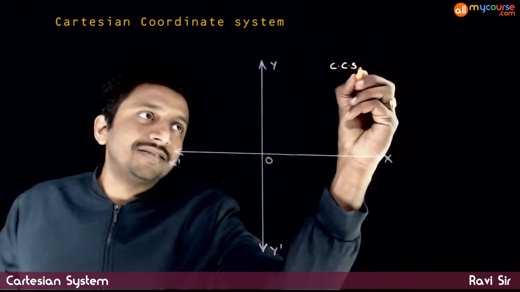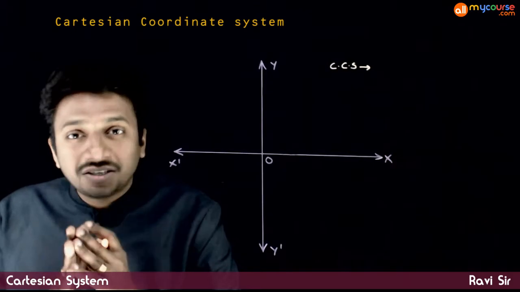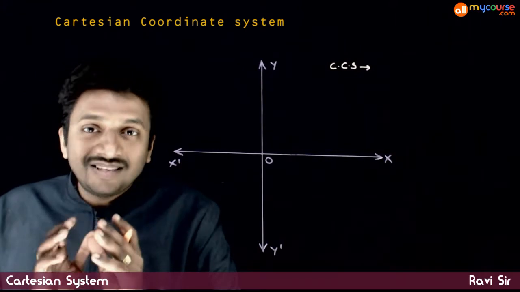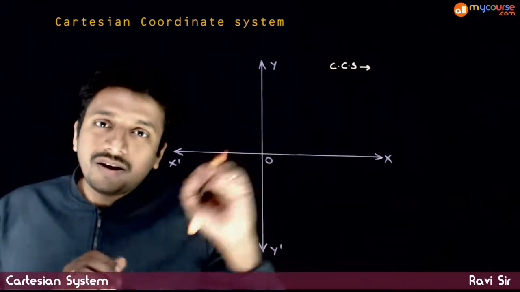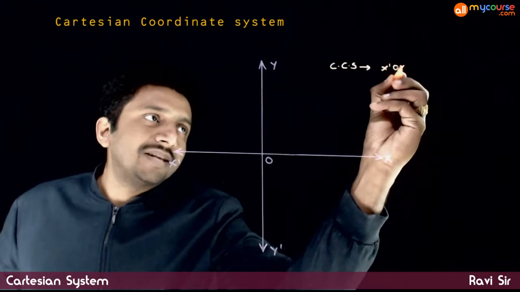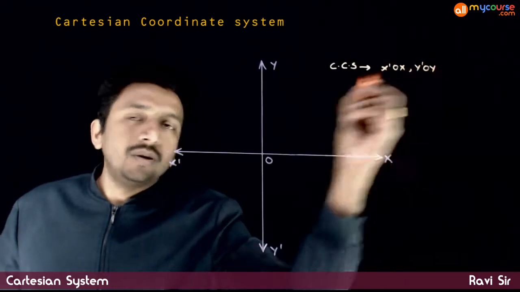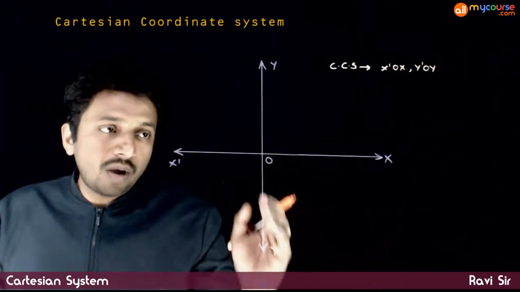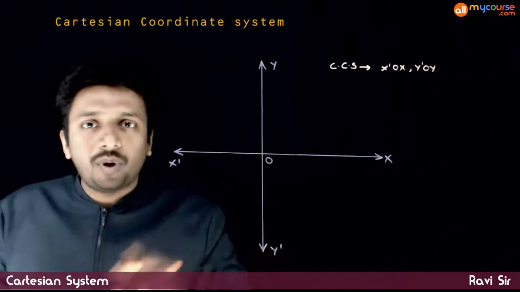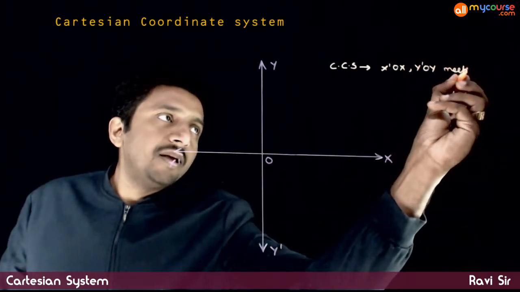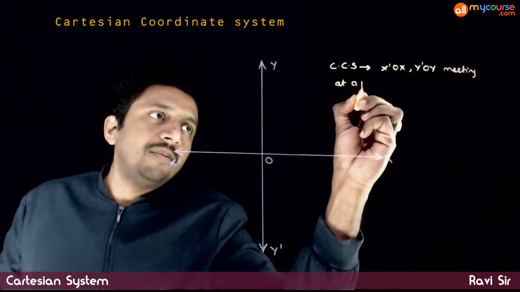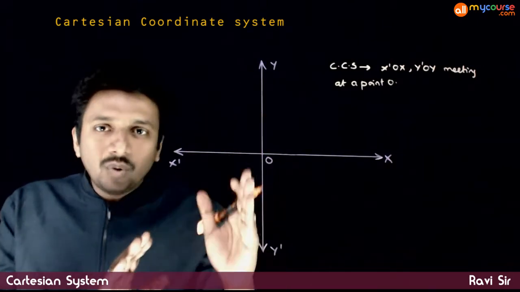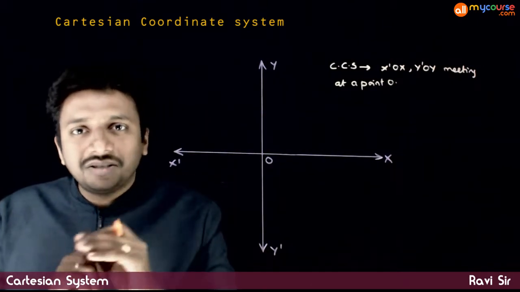Cartesian coordinate system. So let us first discuss what the Cartesian coordinate system is. It is nothing but a system of two perpendicular lines X'OX and Y'OY meeting at a point O. So this system of two lines meeting at a point O constitutes the Cartesian coordinate system.